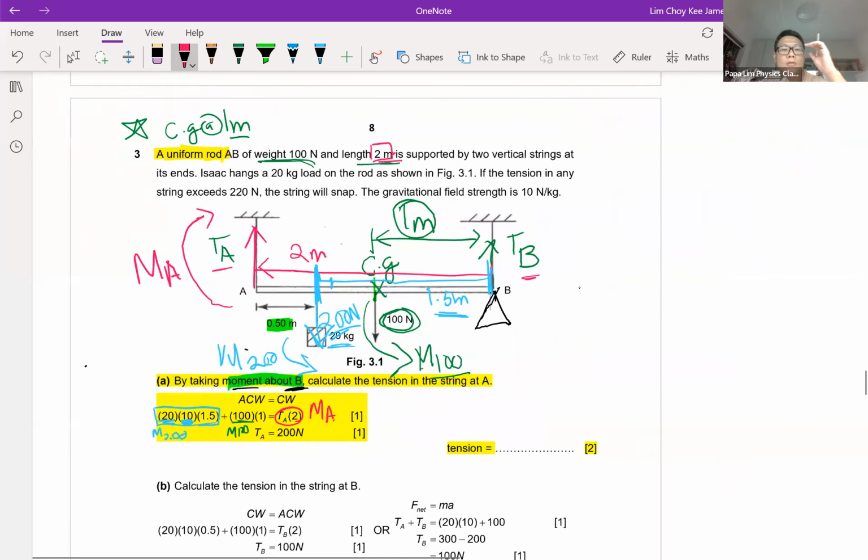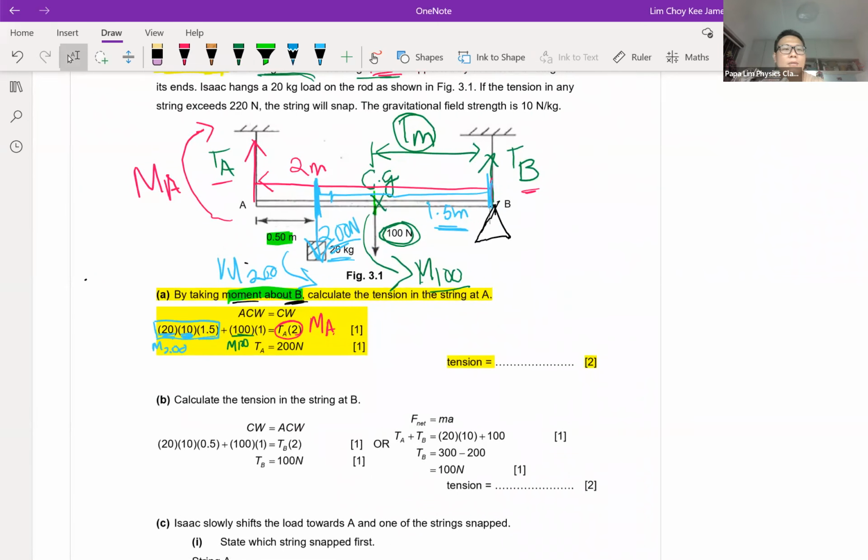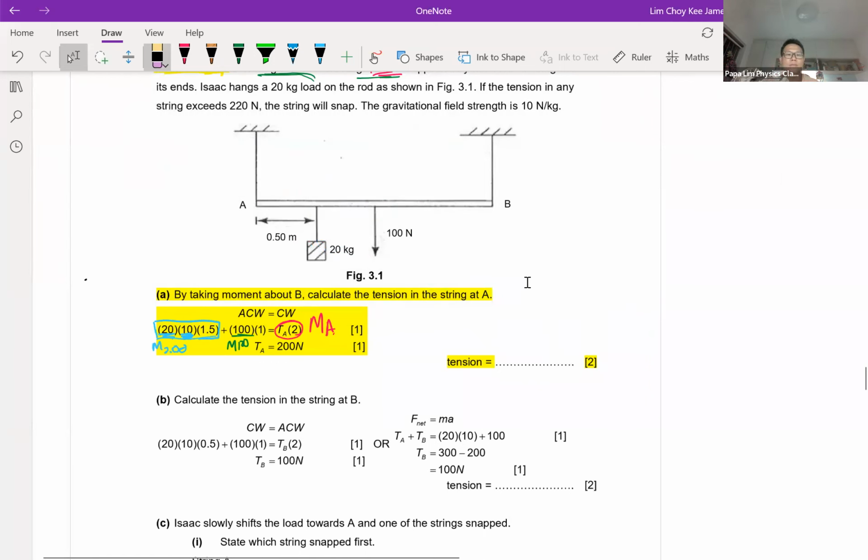Now, same thing for tension on B. There are 2 ways of looking at it. You can use the principle of moments again, but now you take moment on the other side, which is at A. So if you are looking at part B, one of the ways is to take moment at A.